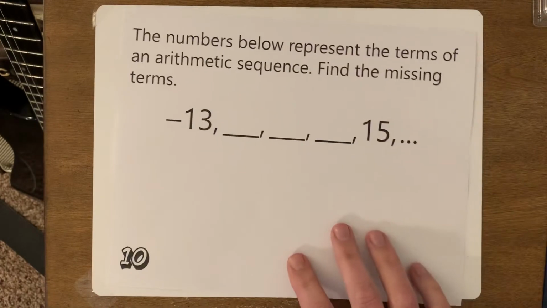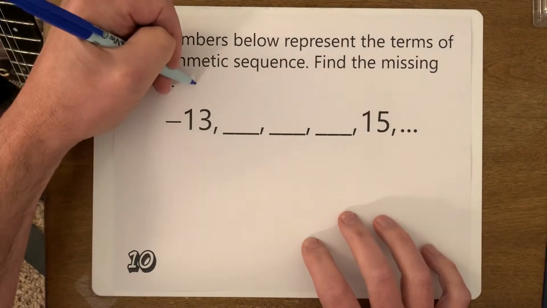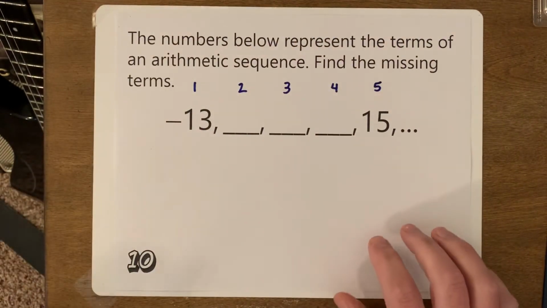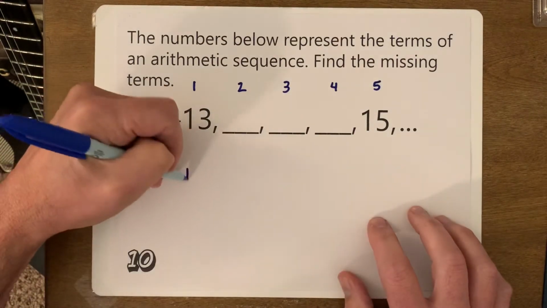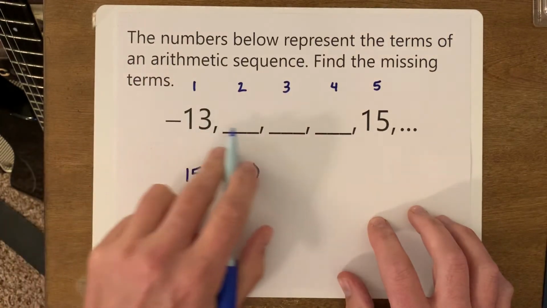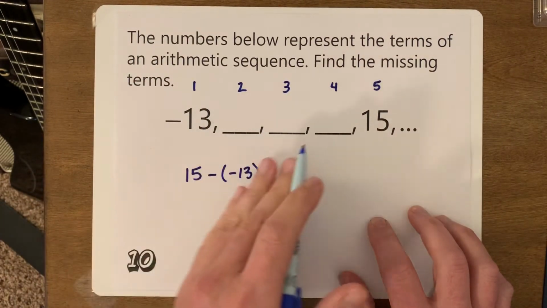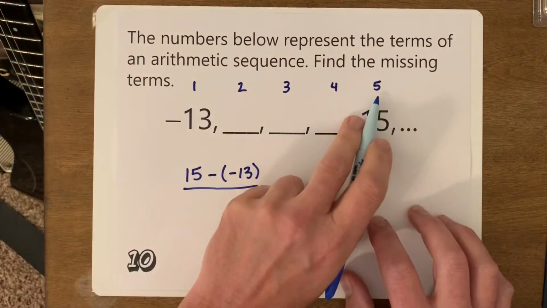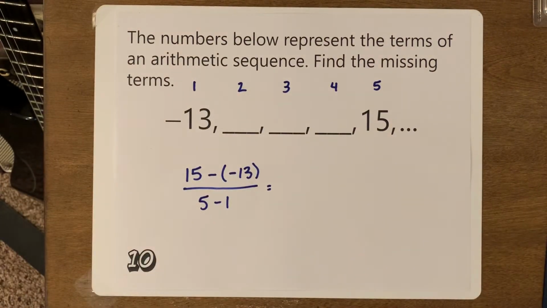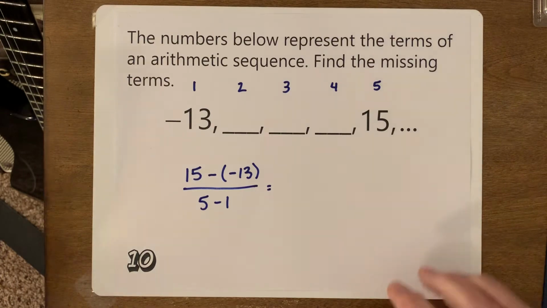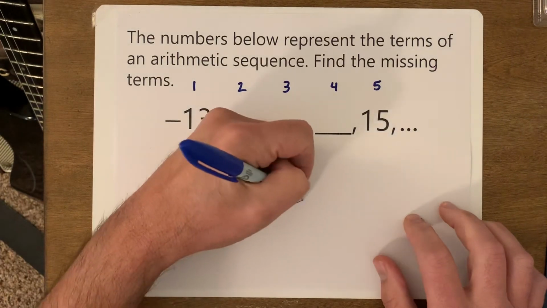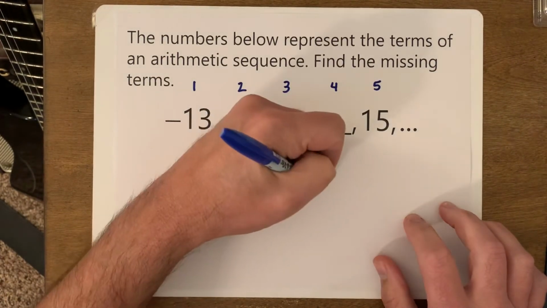Okay. Here we have 3 of them missing. First term, second, third, fourth, and fifth. All right, let's see if this works here. 15 minus negative 13. And we are going up because we're going from negative 13 to 15. So it is gradually increasing, over 5 minus 1. All right. So 15 take away negative 13 would really be addition, wouldn't it? So that would be positive 28, over 5 take away 1 is 4, and 28 over 4 is 7.